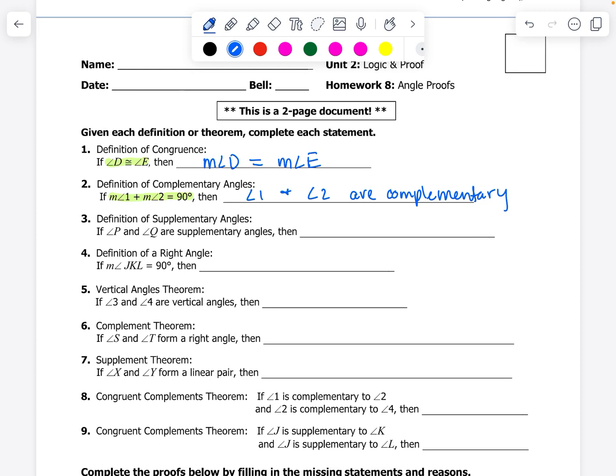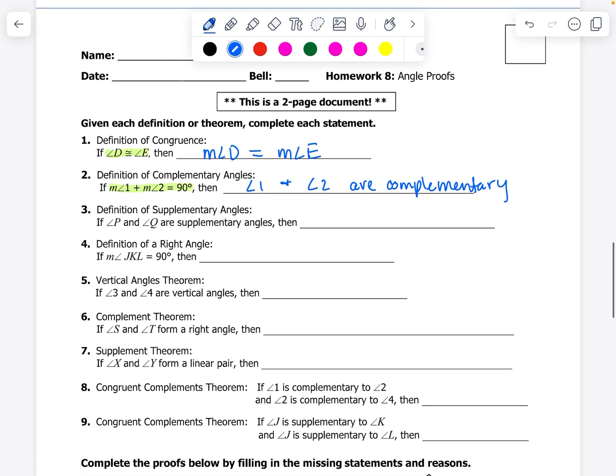Okay. Maybe I'll skip to number 5 and you guys are going to work on this. Oh, this one's silly, right? Number 4, actually. If I look at 4, the measure of angle JKL is equal to 90 degrees. Then obviously, angle JKL is a right angle. I know you're probably annoyed that this seems very obvious, but let's just go with it.